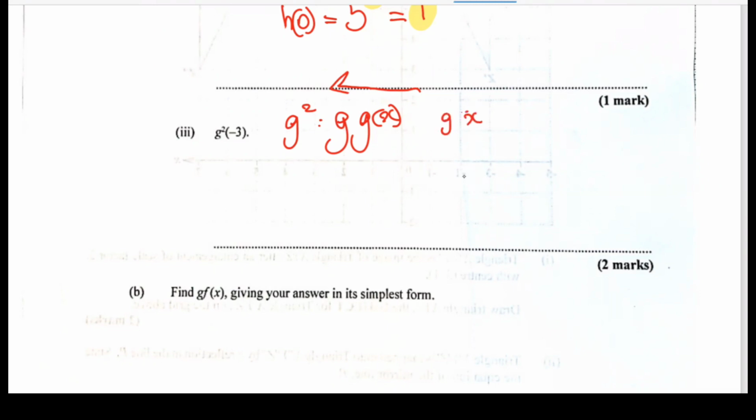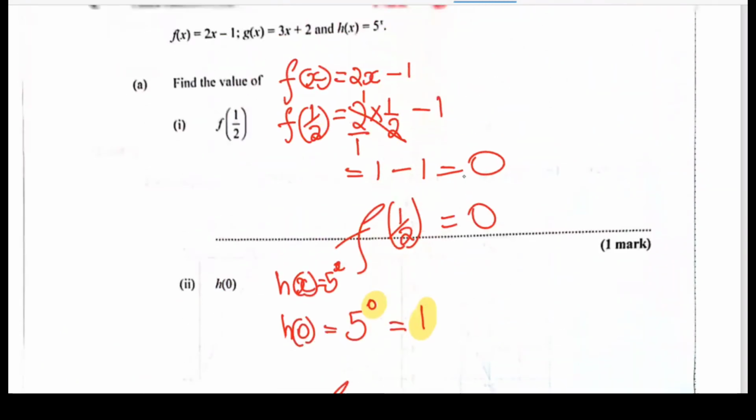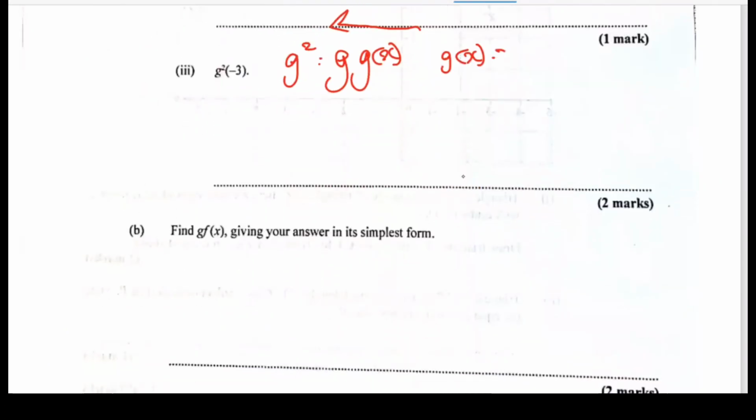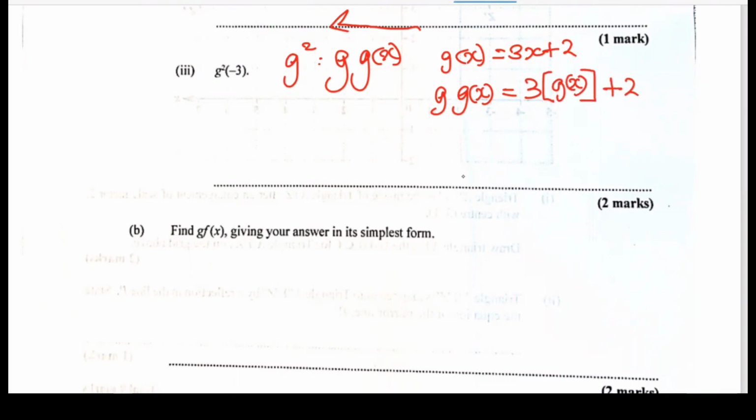What is the g function? 3x plus 2. G square means that you're going to put the g function in the g function. And you know that when you put in a function, it only can go where the x is. So I'm just writing it for you to see. Can you see that? Yes, sir. Put the g function in itself. And then now you're going to have to unravel what it is.